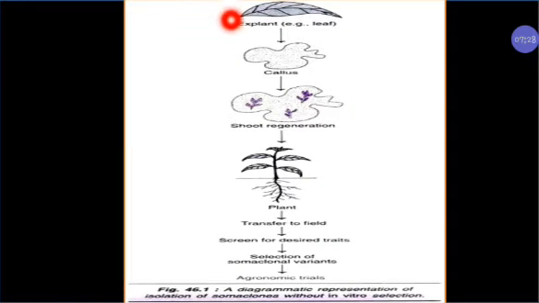Here, as you can see, the explant, here we have taken a leaf, and from the explant callus is formed and from the callus shoot regeneration occurs. From this shoot regeneration a plantlet is developed which is transferred to the field and screened for the desired traits. After screening, the somaclonal variants are selected and taken for agronomic trials.